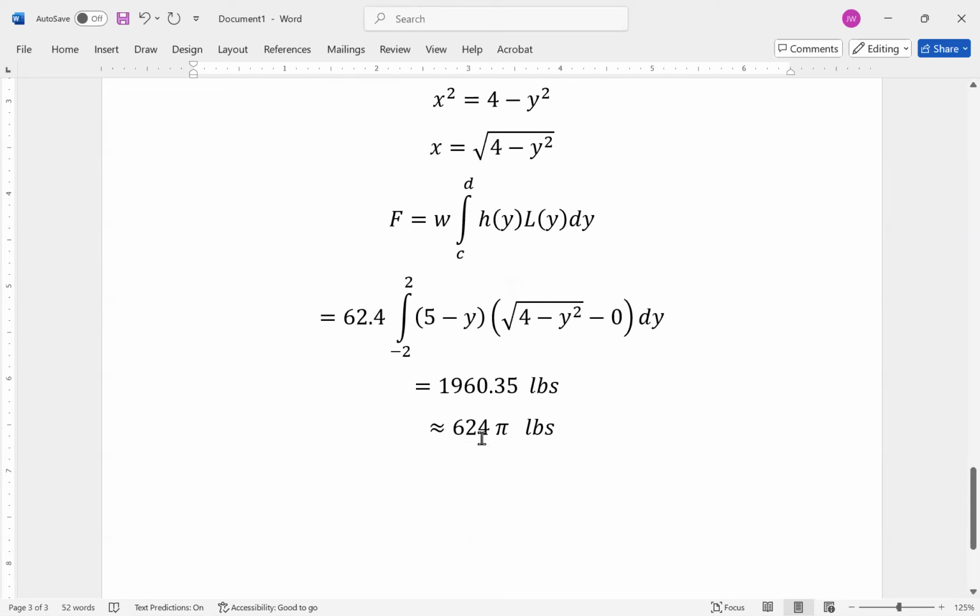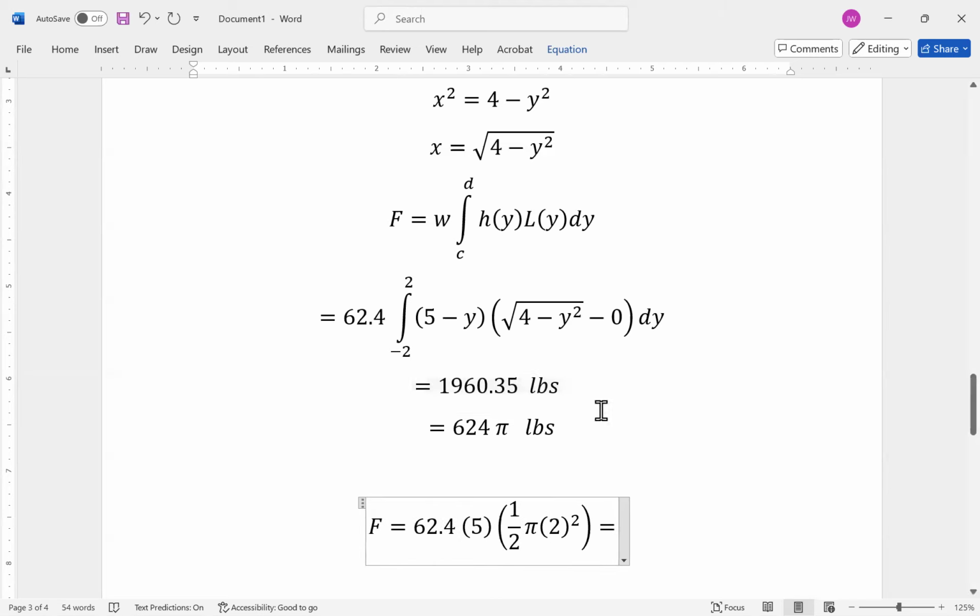I shouldn't say it's approximately. This is actually perfectly equal. The calculator gives me a rounding error a little bit, so the calculator won't say exactly 624 pi, but it should be exactly equal to 624 pi. And again, I'm doing 62.4 times the depth, which is 5, times the area, which is 1/2 of a circle, 1/2 of pi times the radius squared. And you'll get the exact same thing.